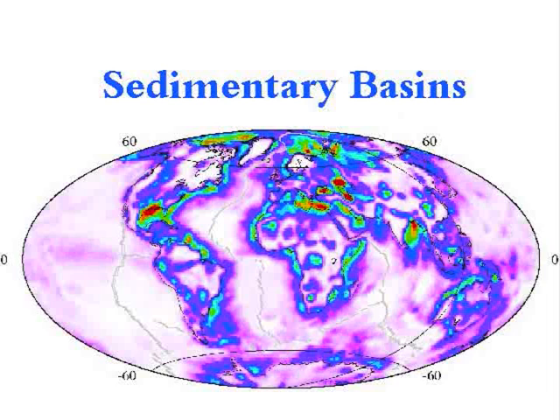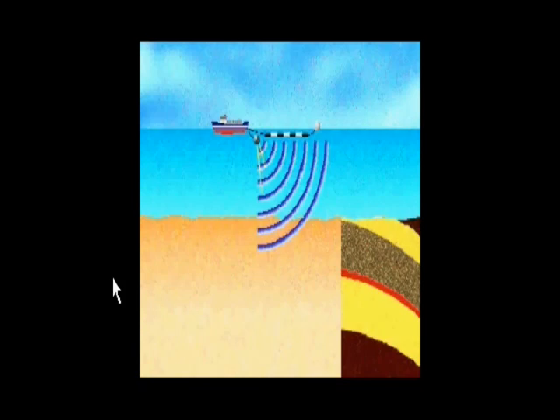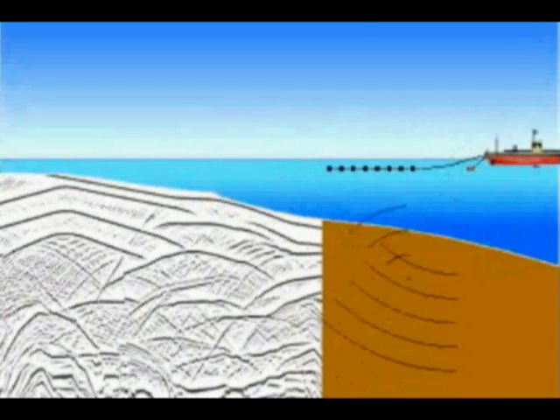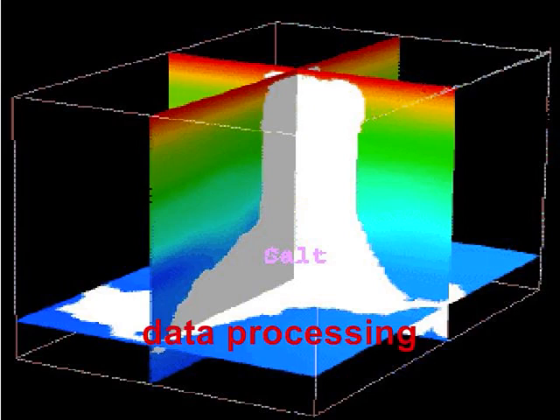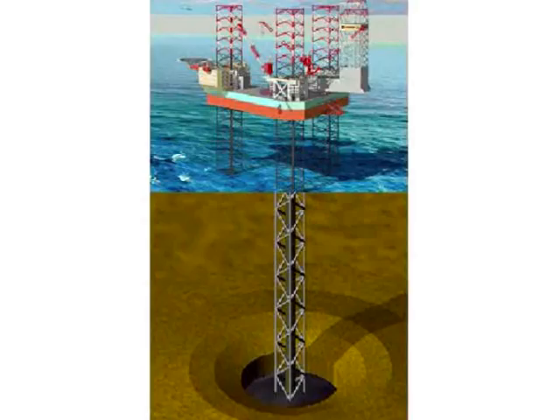Once we've found sedimentary basins, we then conduct seismic surveys to identify structures that might contain oil. In phase one of doing a seismic survey, called data acquisition, we get the information. In phase two, called data processing, we convert the information into charts and maps so that in phase three, data interpretation, the geoscientist and petroleum engineer can help us pinpoint the exact location of where to drill the first wildcat well.